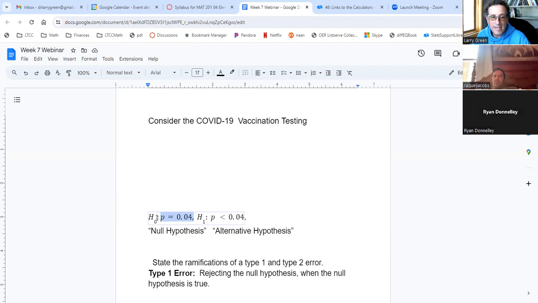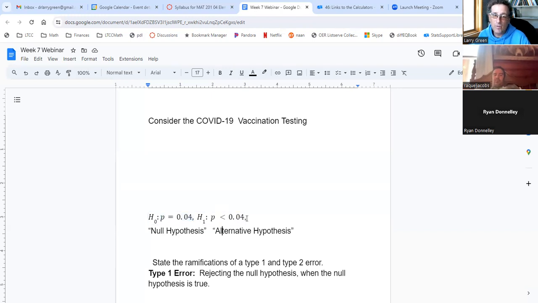Okay. So the idea is that if it's still equal to 4%, the vaccination is completely useless. Does that make sense? Because if it was 4%, you get the vaccination and you still got a 4% chance of getting it, then they wouldn't accept it.